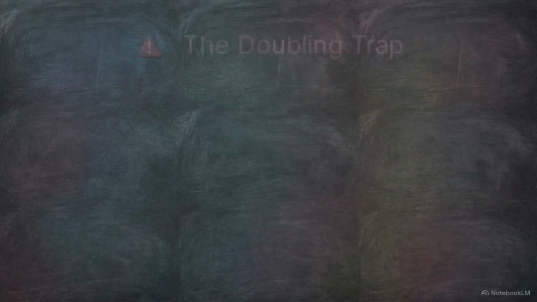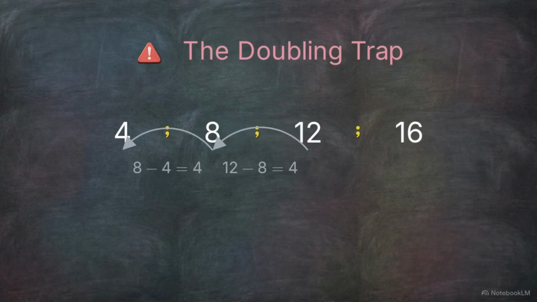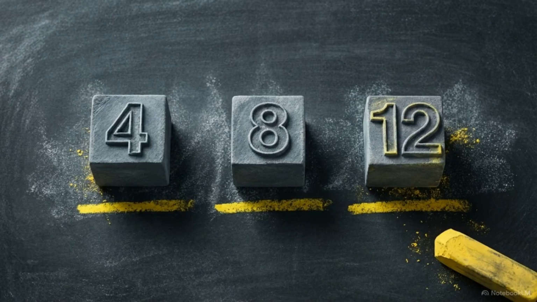But students fall into the doubling trap. Seeing a 4 followed by an 8, your brain assumes multiplying by 2. Testing only 2 terms hides the truth. Subtracting 8 from 12 gives 4. The pattern is a constant difference of plus 4, not multiplication. Surface-level observation will deceive you. Systematic subtraction across at least 3 terms is your only reliable first step.